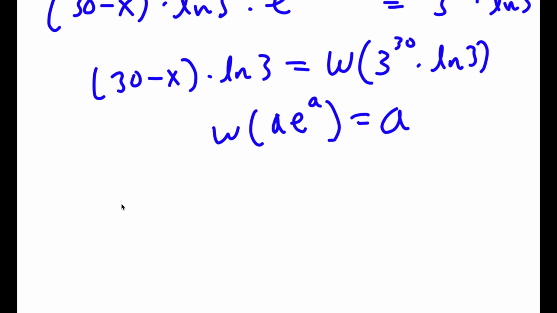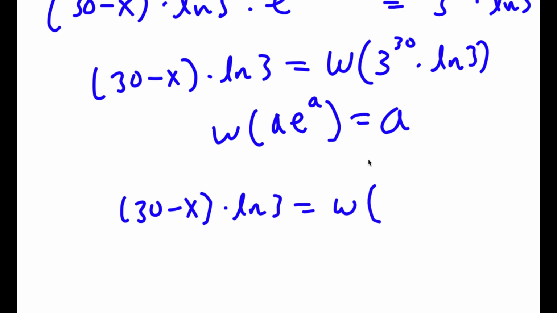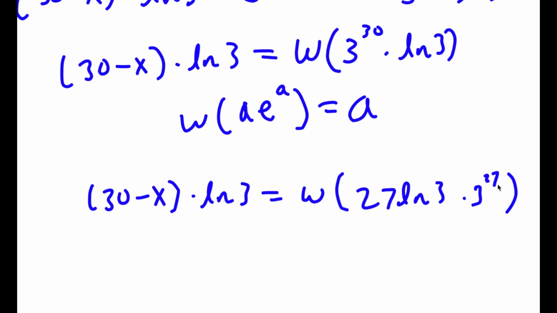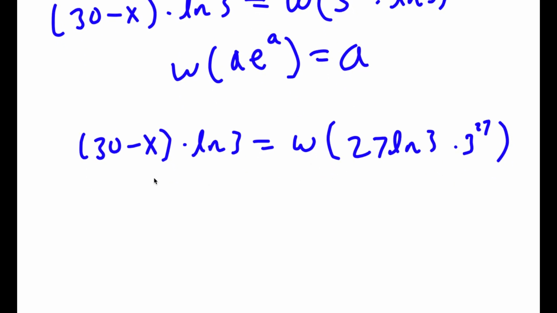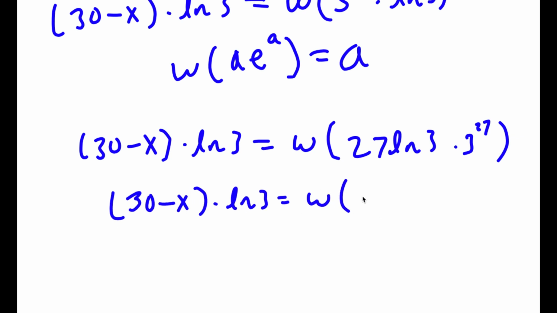So to do that, I'm going to change this to (30 minus x) times ln 3 is equal to the W Lambert function of 27 ln 3 times 3 to the power of 27. So I simply took off 3 to the power of 3 from 3 to the power of 30. Now I can write this as (30 minus x) times ln 3 is equal to the W Lambert function of 27 times ln 3 times e to the power of ln 3.